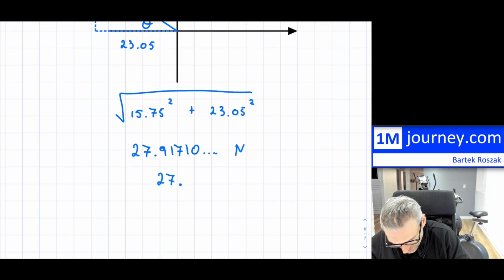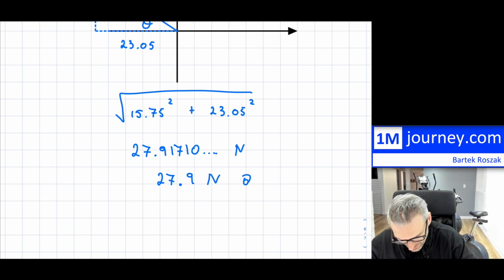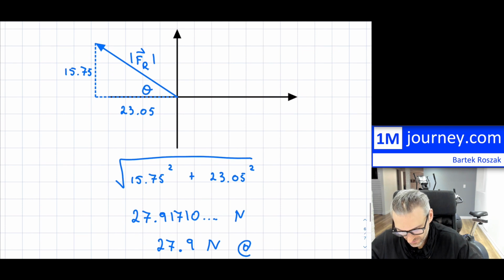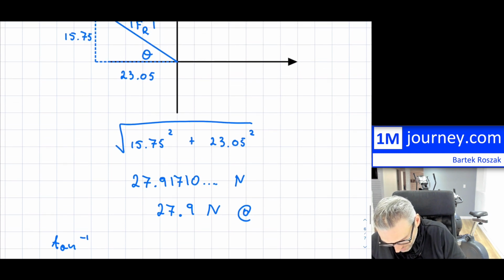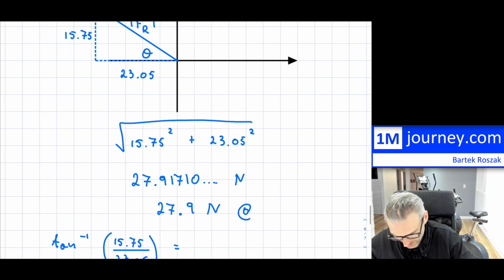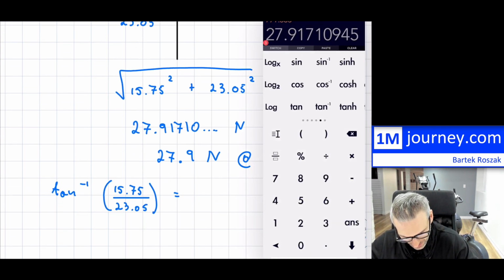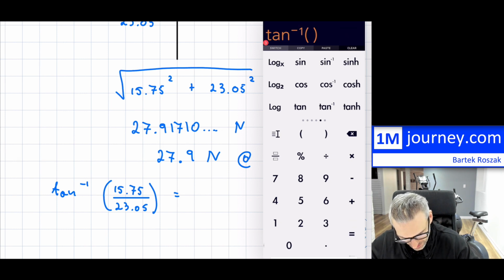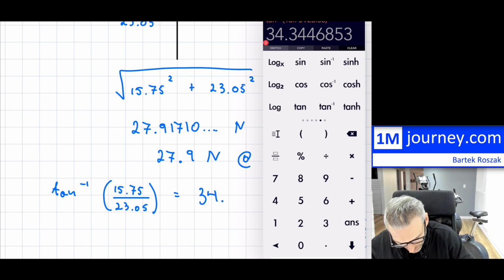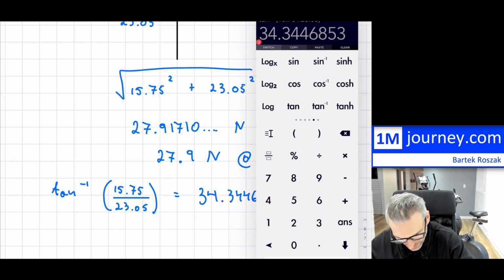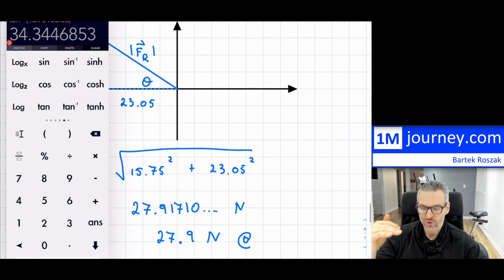So let's say this is 27.9 newtons at, and now of course the angle that we need. That angle is going to be tan inverse of opposite over adjacent. So 15.75 divided by 23.05. So that angle is 34.3446, etc. Now, that is with respect to the horizontal.